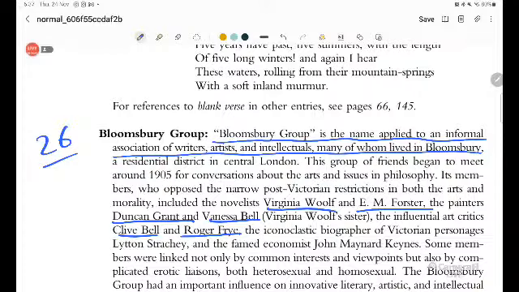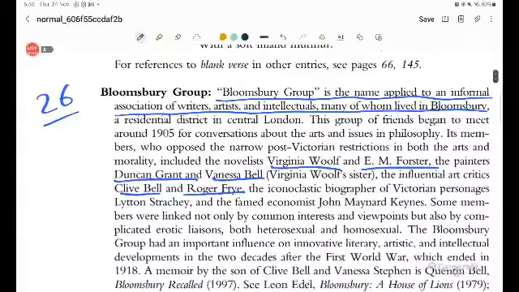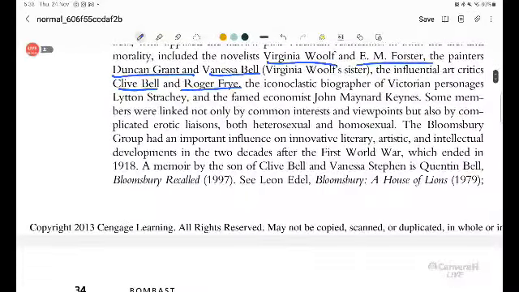The iconoclastic biographer of Victorian personages, Strachey, and the famed economist John Maynard Keynes. Some members were linked not only by common interests and viewpoints, but also by complicated erotic liaisons, both heterosexual and homosexual. The Bloomsbury group had an important influence on innovative literary, artistic, and intellectual developments of the two decades.